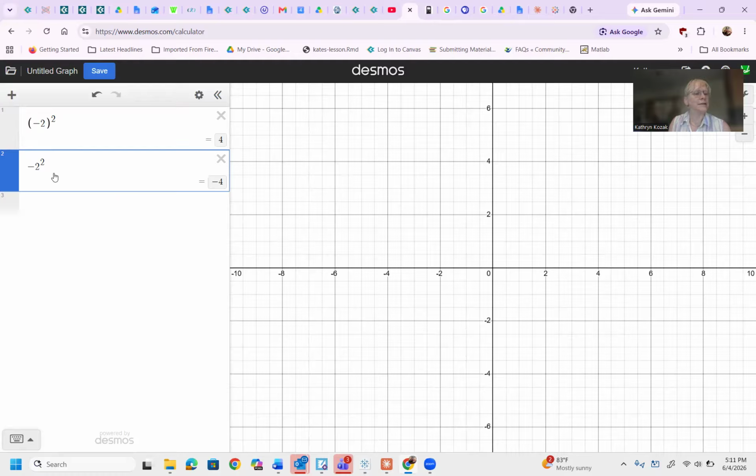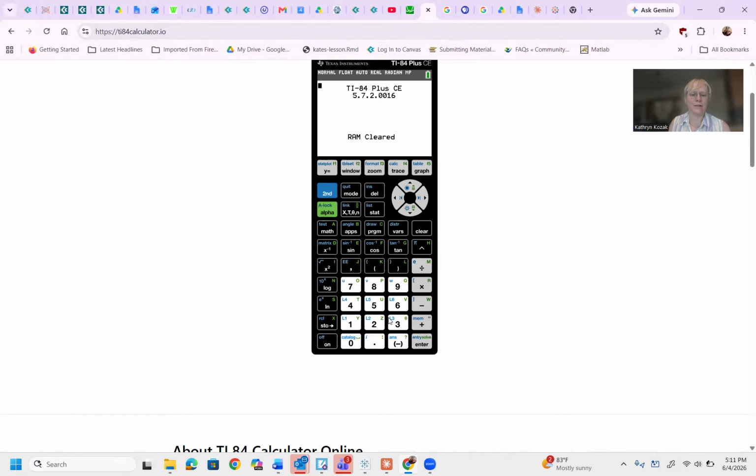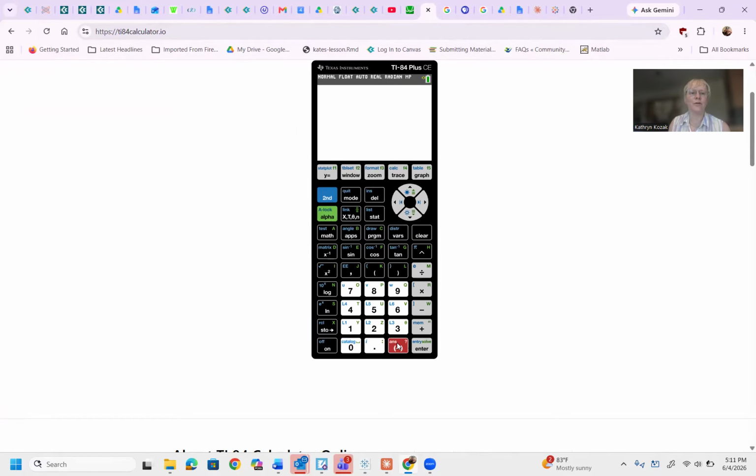I will mention the only difference on the TI-83 is that the negative sign is actually this little negative down here that you hit instead. So you type in negative 2 squared to get your answer of negative 4. Or if you want parentheses, negative 2 in parentheses squared gives you positive 4. Again, the answers are very similar.